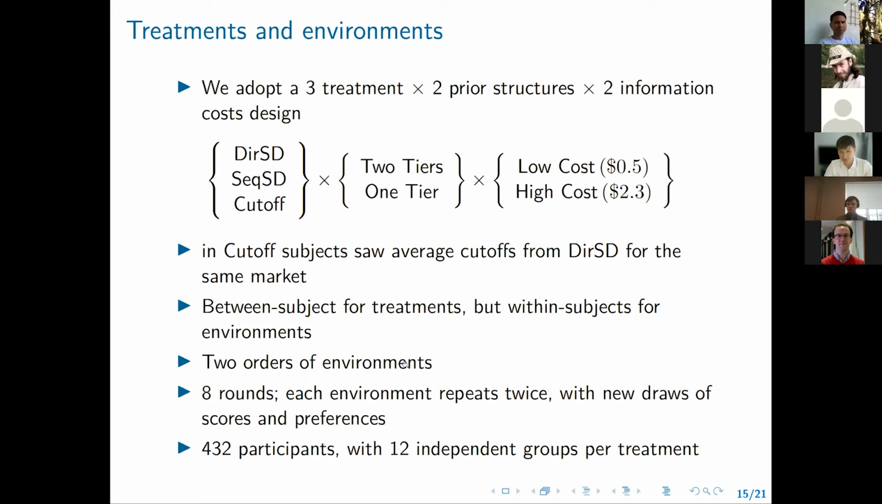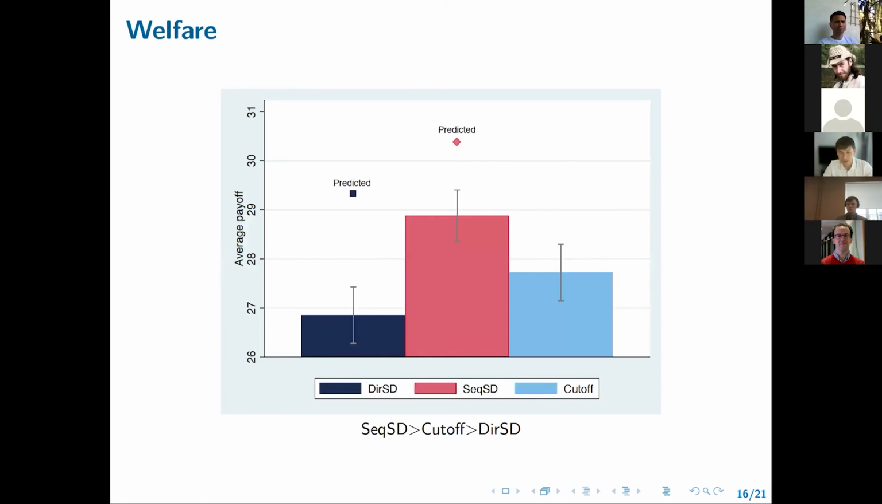That's why we have different orders of environments. They didn't play any role. In total, people play 8 rounds, and we have 12 independent observations, so 12 independent groups per treatment. So these are the main results.